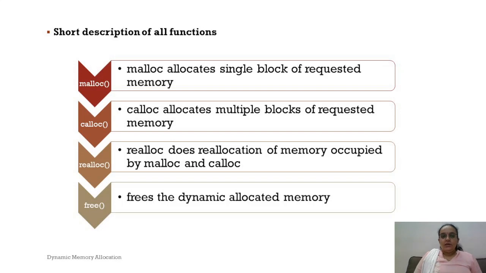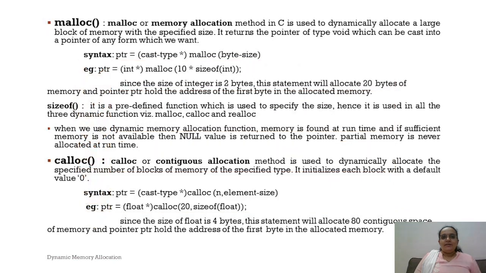That means even if we have allocated memory either by malloc or by calloc, if we want to reallocate the space, if we want to update the space, whether we want to increase the space or decrease the space, that is called reallocation. For that we use the realloc function. And suppose once our work is done and we want to free the memory, for that we use the free function.